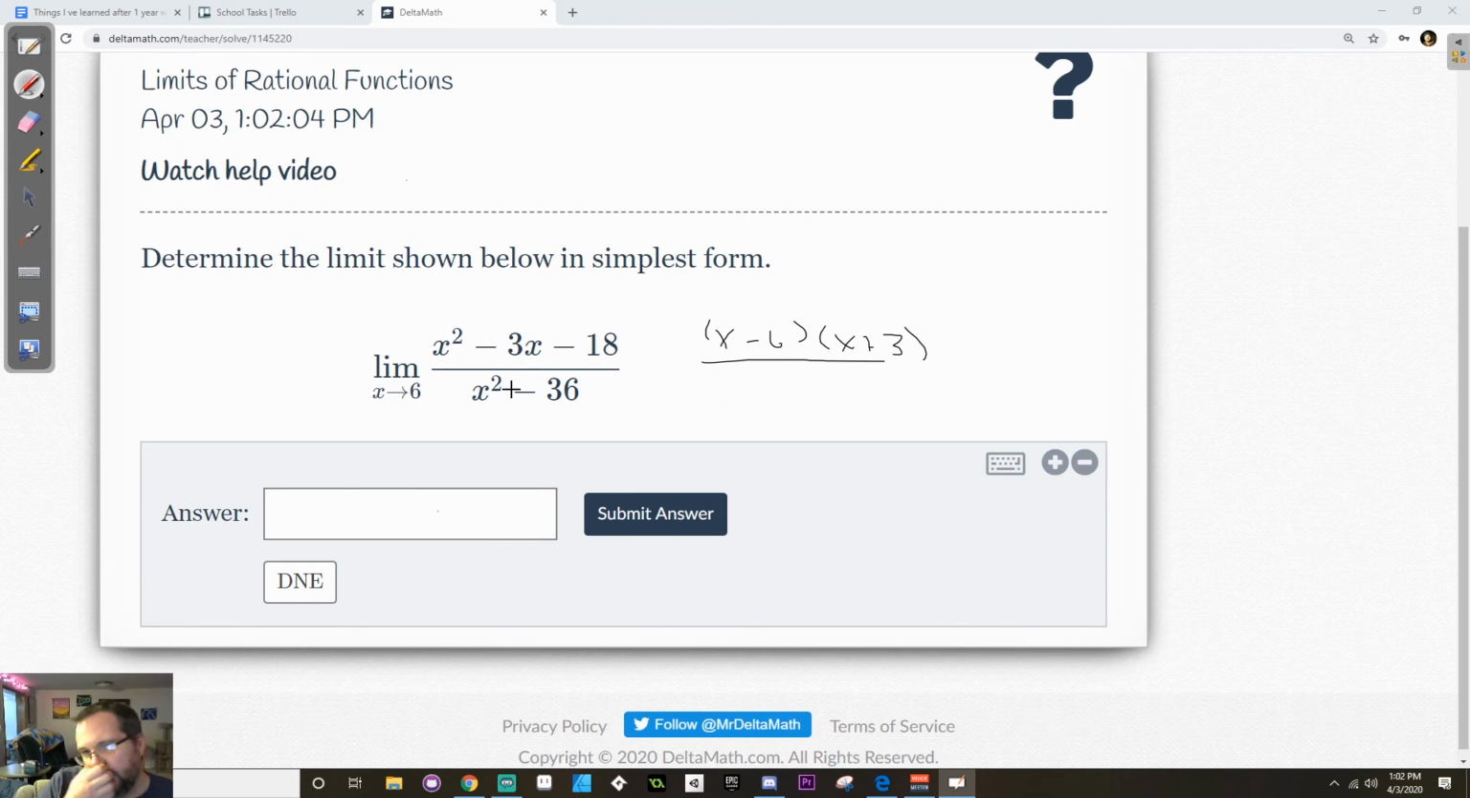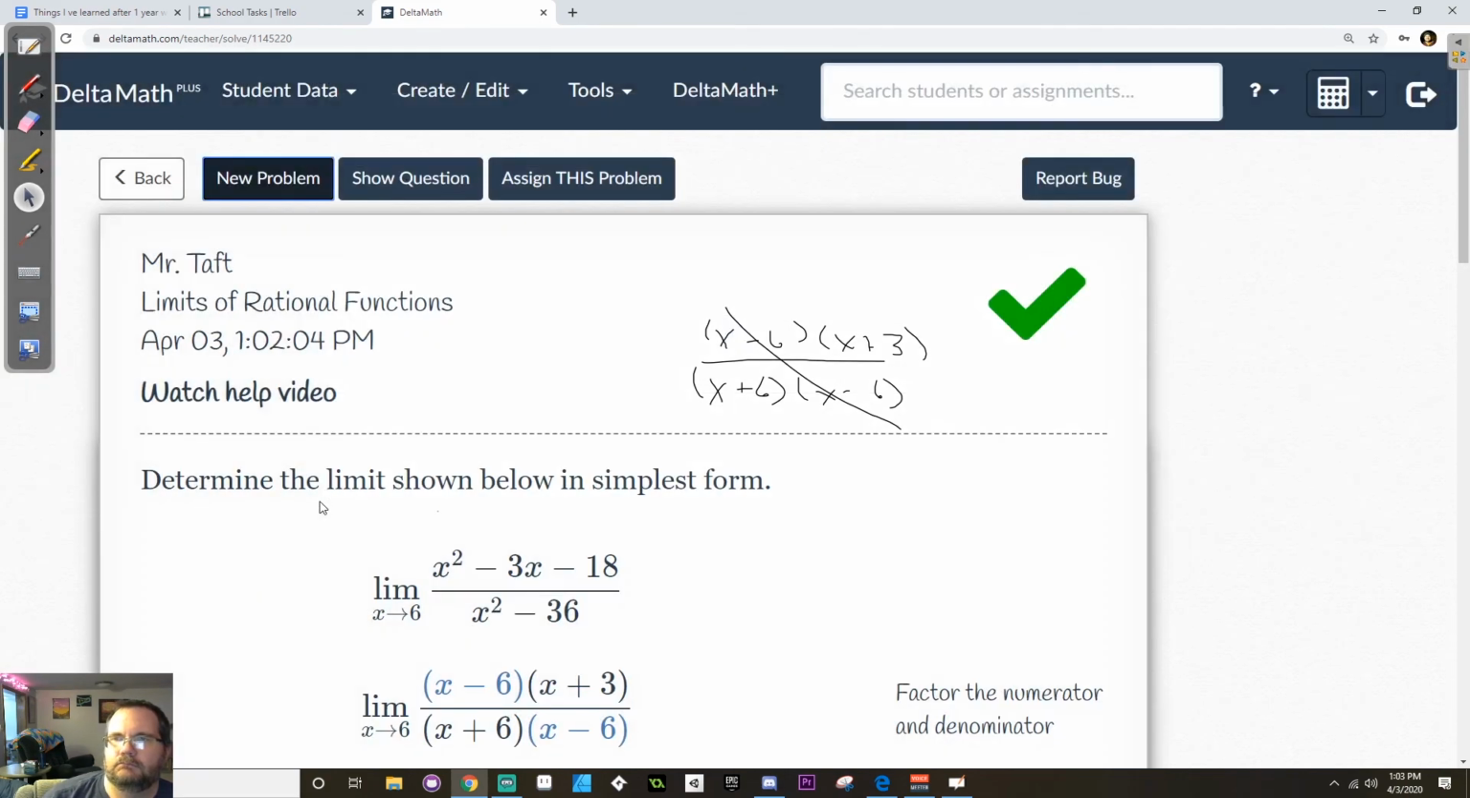In the denominator, it's a difference of squares. So I'm looking for 2 numbers that multiply to be negative 36 and add to be nothing since there's no middle term. That would be 6 and negative 6. So x plus 6 and then x minus 6. I'm going to cross out the x minus 6's, and I'm left with x plus 3 over x plus 6. Now if I directly substitute in 6, 6 plus 3 is 9, 6 plus 6 is 12, and 9 divided by 12 is 3 over 4. And there we go.